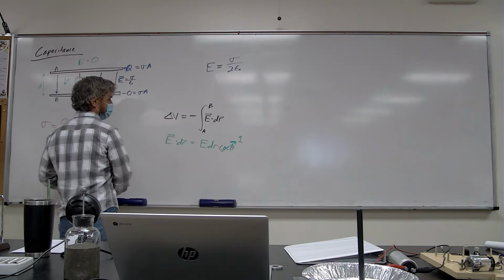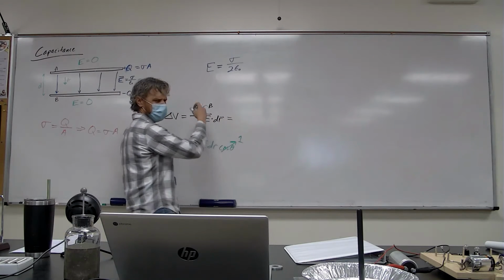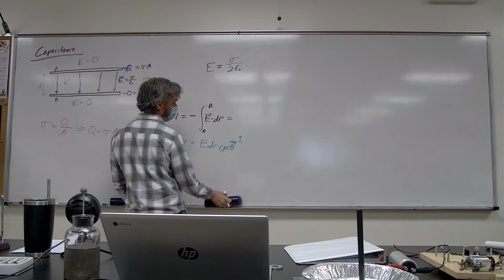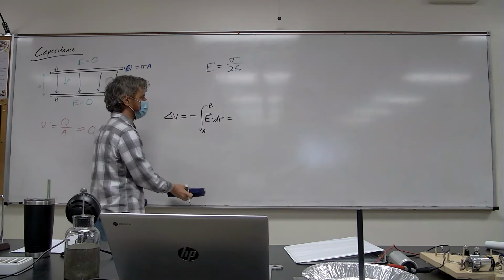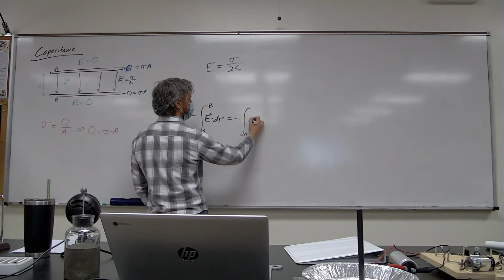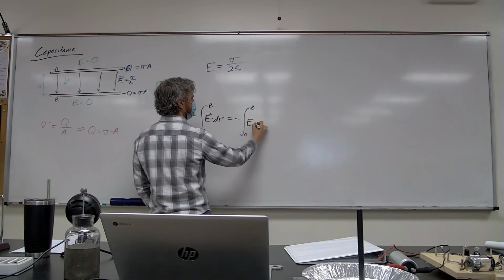So this integral becomes, this is a good exercise. This is a good thing to do to just refresh what we were talking about before the break. Before the impromptu break. We get the negative integral from A to B of E dr.